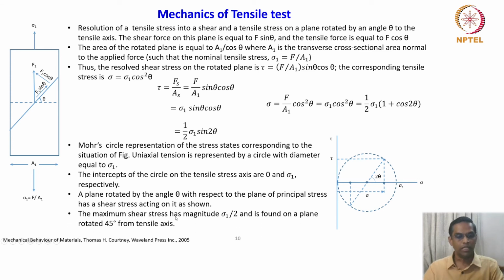So the maximum shear stress has a magnitude of sigma 1 by 2 and it is found on the plane rotated 45 degree from the tensile axis. So this also we know. So that will come here. So the 2 theta will become about 90. So theta will become 45. So that is also we know.